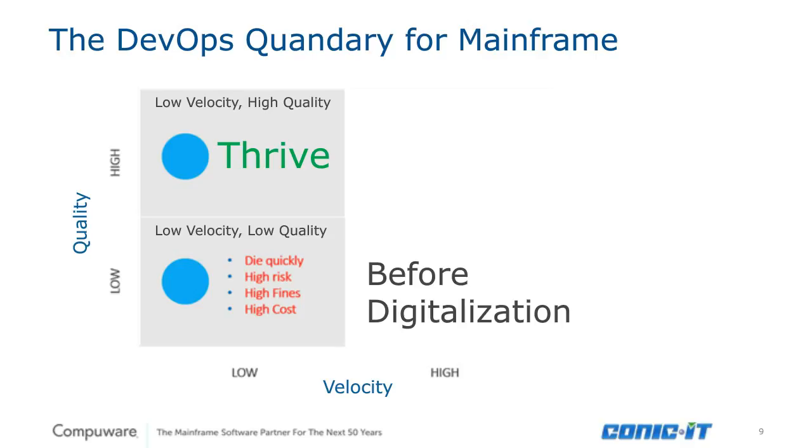But mainframes have done very well in the low velocity but deliver very high quality. And this was fine before digitalization. But now mainframes are being asked to essentially increase their velocity, but of course we really can't allow quality to suffer because the mainframe does manage business processes, does manage critical data. It really can't suffer on the quality side.